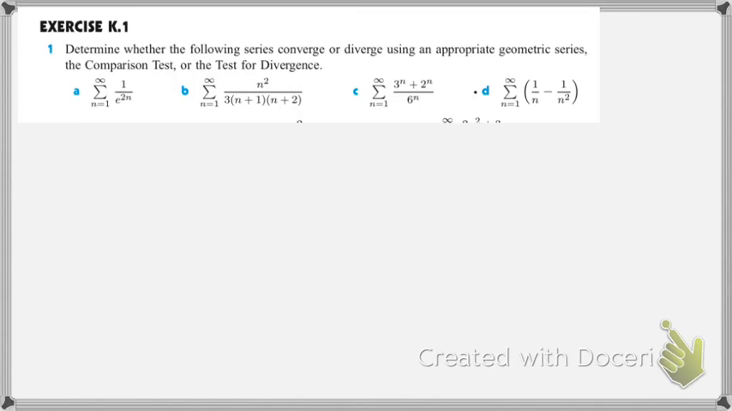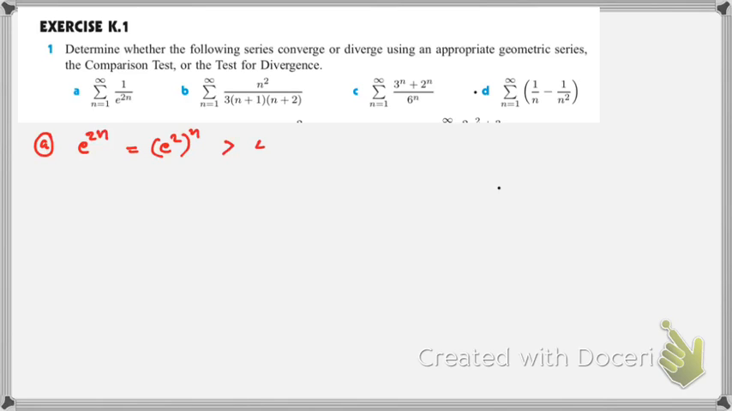So the question here is to determine the convergence or the divergence using an appropriate method. So we start with question A. This involves a term e raised to n. So what we are trying to do is to get a bn which is greater than the given an, which is 1 by e raised to n, but I'm going to start with e raised to 2n.